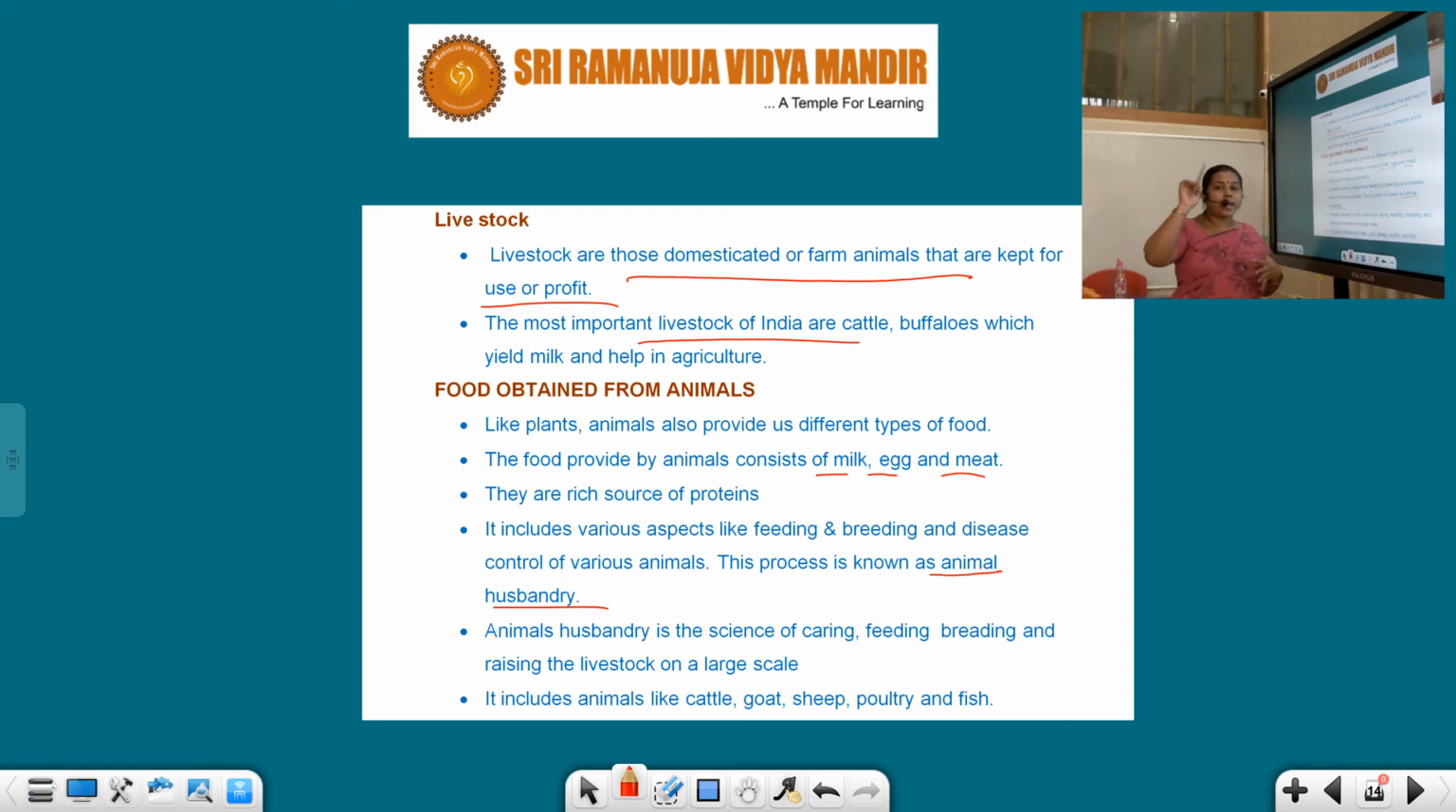When we focus on animal husbandry, we simply have to take care of their feeding as well as breeding, and we should take minimum precautionary methods to control diseases. Obviously, if the animal has any disease, it can be transferred to humans also. So we may have that problem. That is the reason in the initial stage itself we should restrict that disease entry.